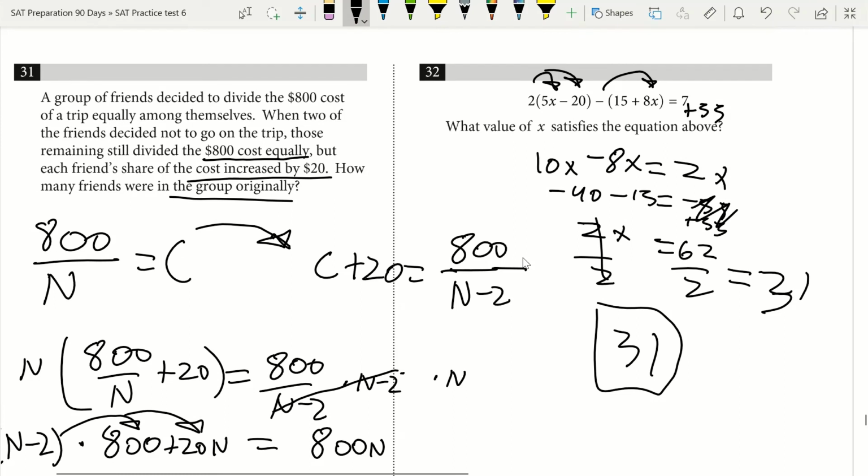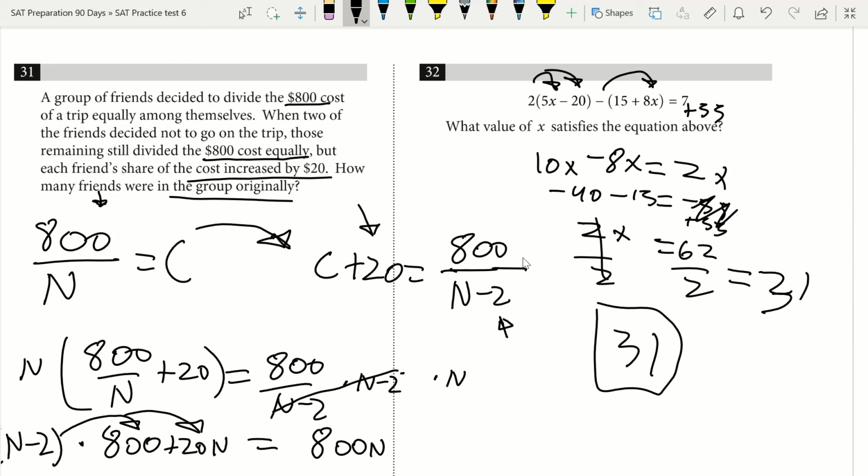Okay, so I've got a group of friends deciding to split this $800 cost of a trip evenly among themselves. 2 of those friends decide not to go on that trip. Those remaining friends divide that $800 cost equally, but each friend's share increases by 20. How many friends were in the group originally? Well, I can say 800 over n, n being the number of original people, is going to equal the original cost. I know my cost is increasing by 20 when the number of people decreases by 2.